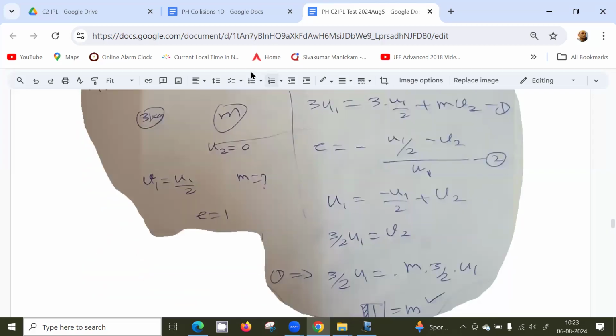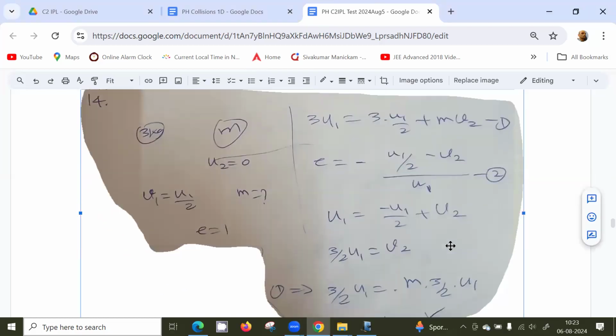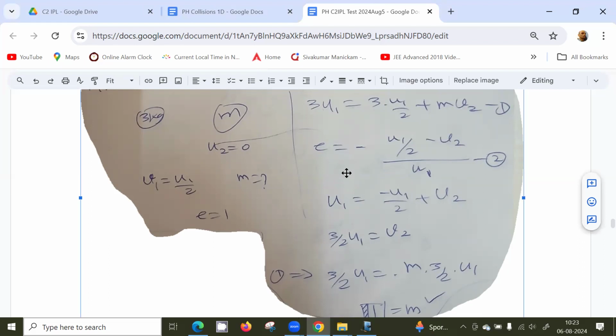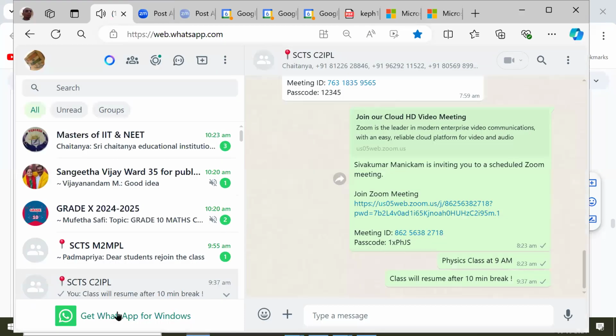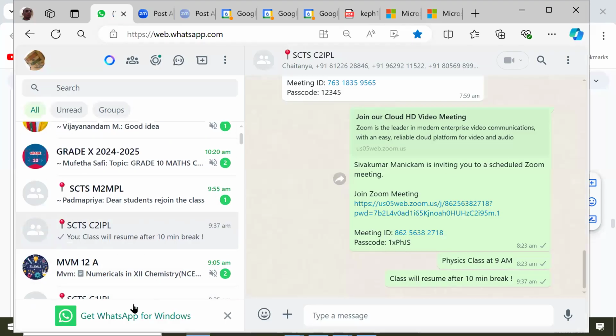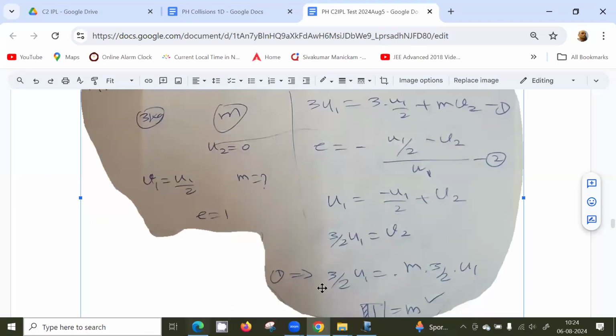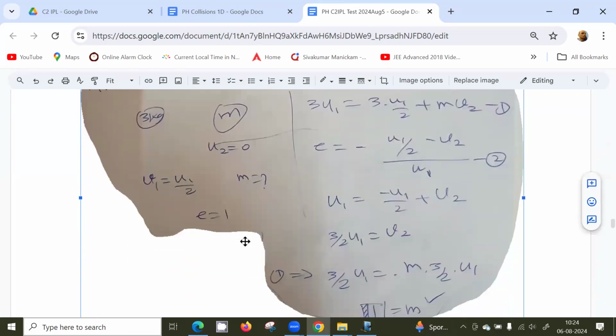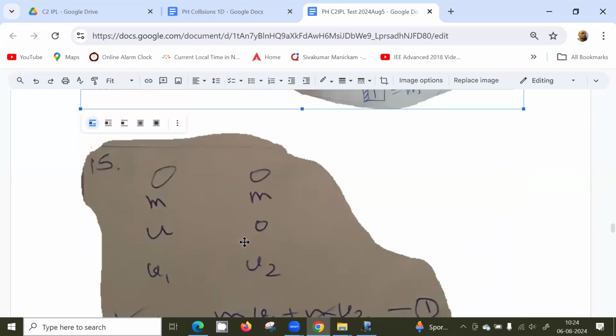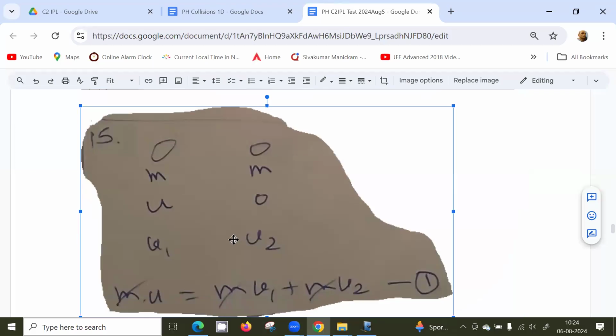Is this clear? No doubts, right? Just the momentum conservation and the definition of e. Shall I go to the next question? One more. Yes, sir. Question number 15.